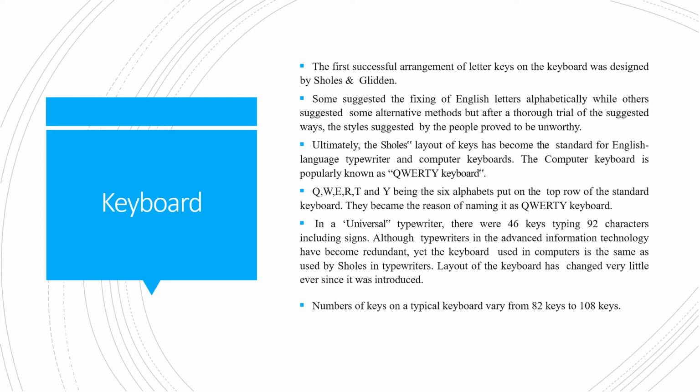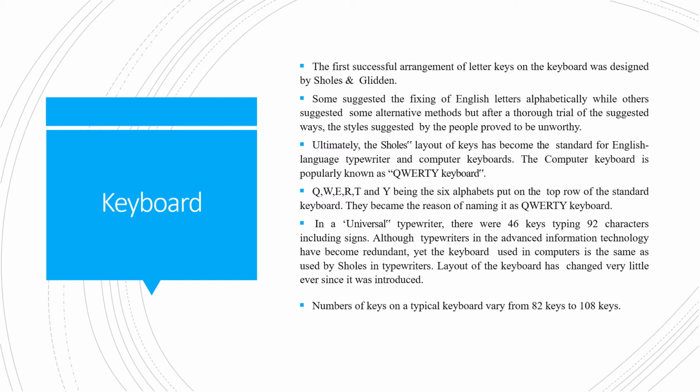Now, what is a keyboard? A keyboard is basically a set of keys. The first successful arrangement of letter keys on the keyboard was designed by Sholes and Glidden. It was designed with some suggestions. Some suggestions were related to fixing the English letters alphabetically, and some were alternative methods, but a final decision was made that was ultimately designed by Latham Sholes. And the first keyboard prepared by Sholes was named the QWERTY keyboard.